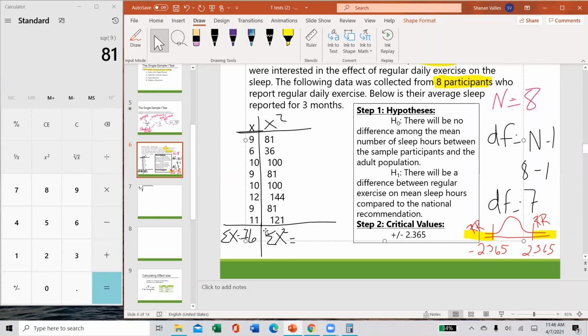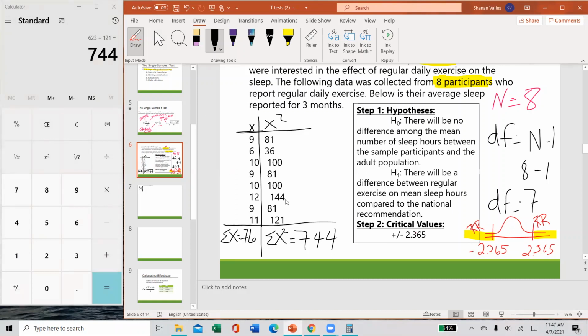And so in order to get our sum of our x's squared, we need to add up this column now. Okay, so 81 plus 36 plus 100 plus 81 and another 100 and 144 and 81 and 121, and I get 744, hopefully. 744. Yesterday's numbers were really big. We were in the 10,000s and stuff, so those were big numbers. These are a little bit smaller and more manageable.